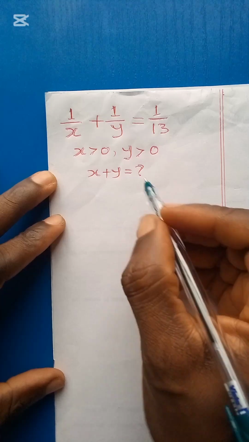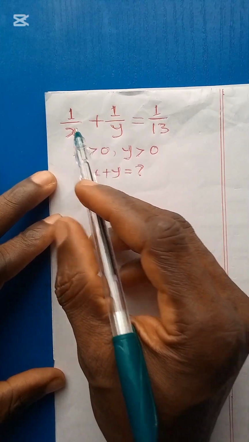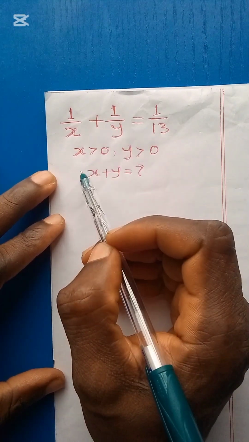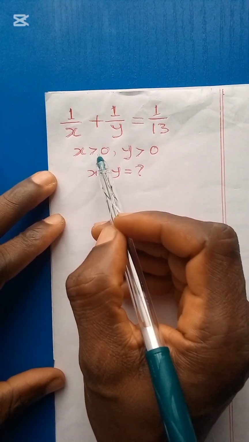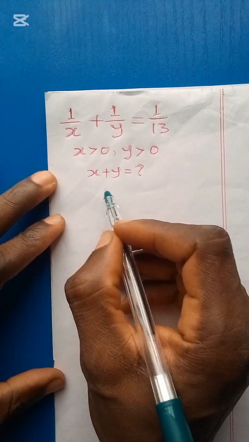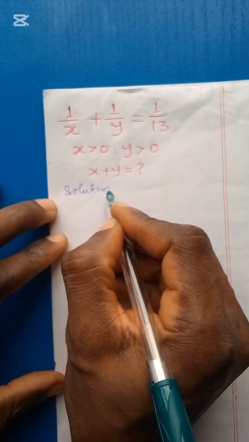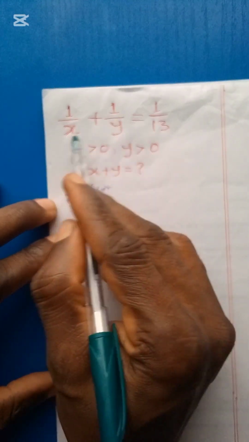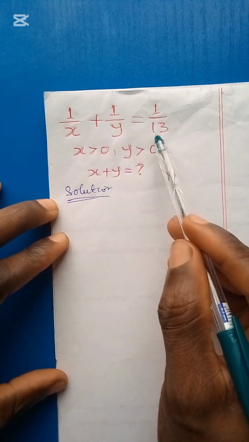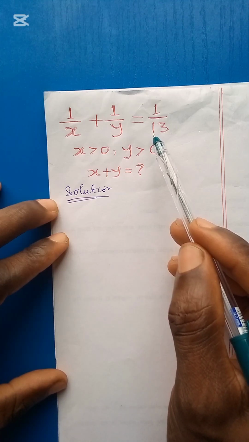In this video, I have a fine Diophantine equation to solve. 1 over x plus 1 over y is equal to 1 over 13. We are told that x is greater than 0 and y is greater than 0. We are required to find the value of x plus y. What are we going to do to solve a problem like this, where we have two unknown variables and one equation? Equations like these are called Diophantine equations, and we normally solve for integer values.